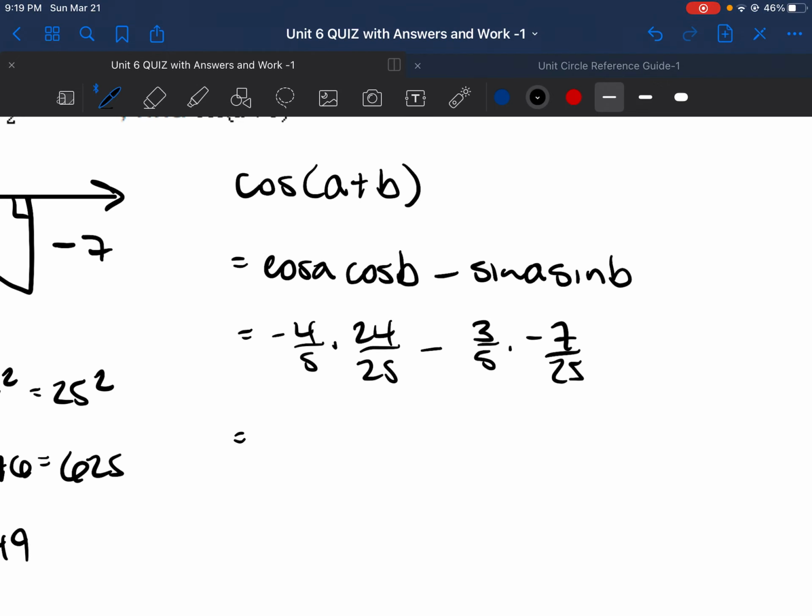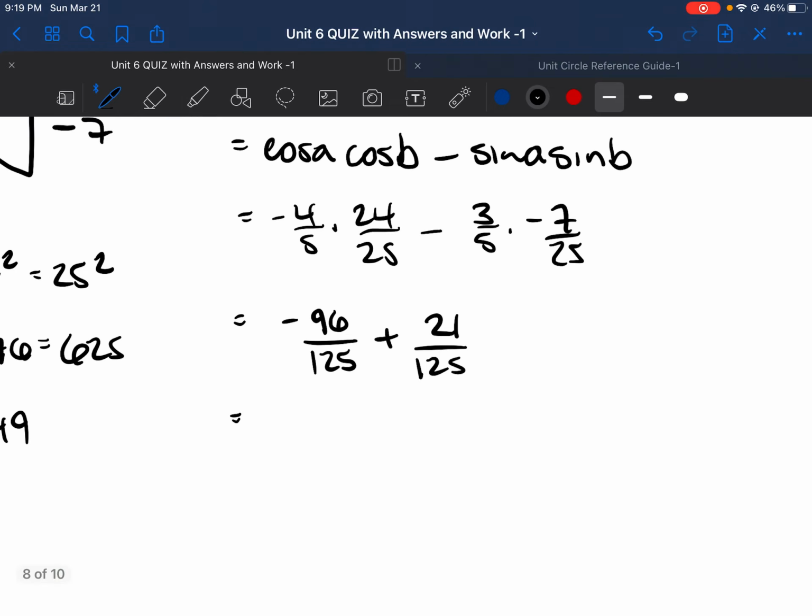All right, and now let's calculate. And again, I'm going to pull out the calculator here. -4 times 24, I think that's 96. Let me just double check. Yep, so -96 because of the negative. So -96 over 125 because that's 5 times 25. Plus, I'm putting a plus here because I can already see the double negative. So 3 times 7, that's going to be 21. 5 times 25 on the bottom, another 125. -96 plus 21, that's going to be -75.